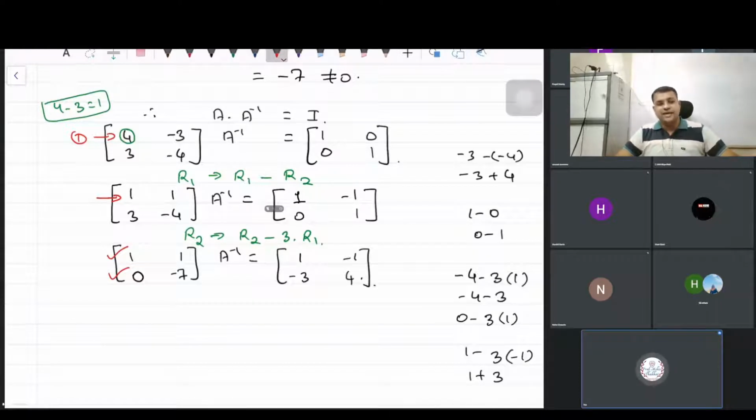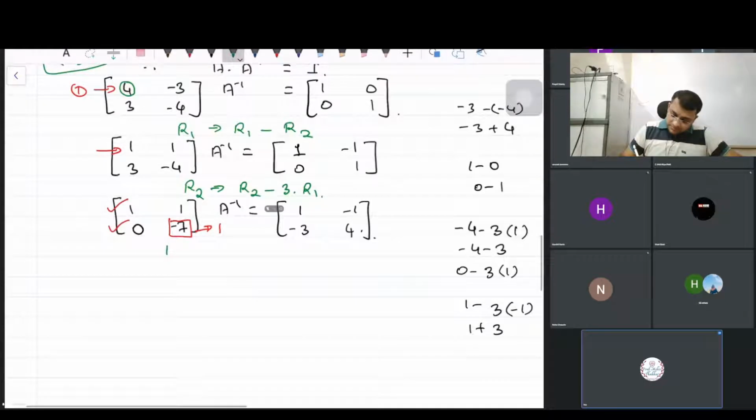Now I don't have any other option, but when I want to convert this element into 1, the only idea that I have in my mind is to divide it by the same number. So now I will come across the fractions in this sum. It's okay, coming across the fractions is not bad, but avoiding the fractions is always good. So that's why I was trying to avoid the fractions in the very first transformation. So here R2 changes to R2 divided by negative 7.